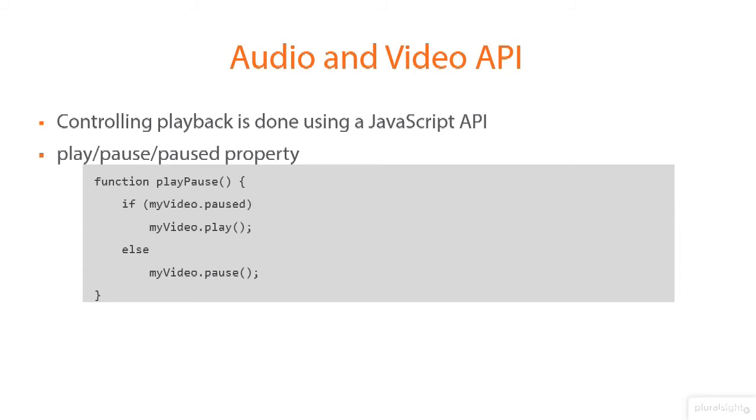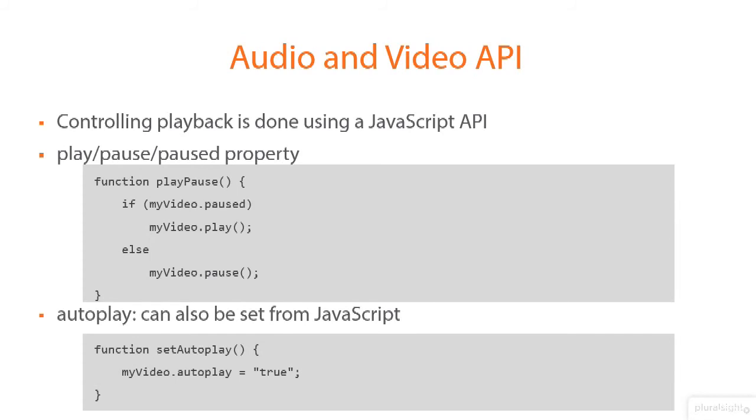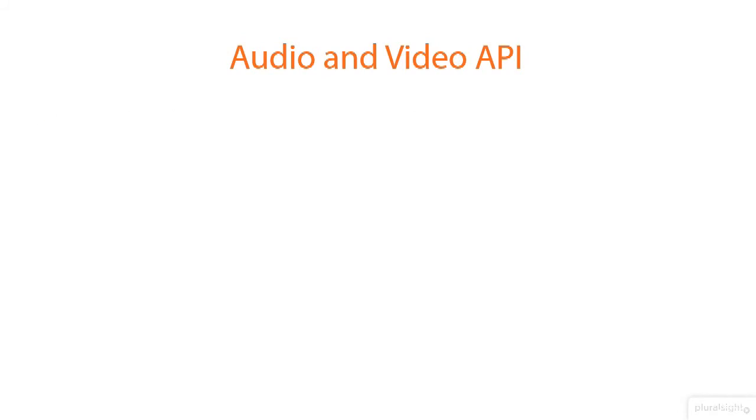It turns out that we can easily control the playback using play and pause methods and the paused property. In the code you see here, we are first checking if the video is currently paused. If so, we start playing, and otherwise we can call the pause method and we'll pause the video. Also, the autoplay property can be set from code. Simply setting the autoplay to true or false from code changes this value.